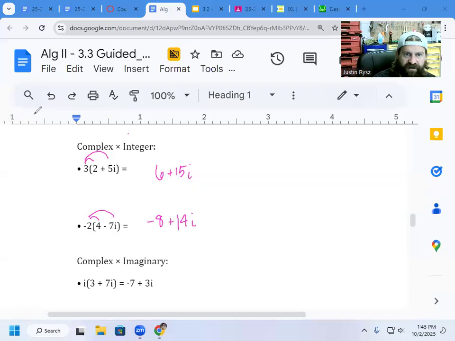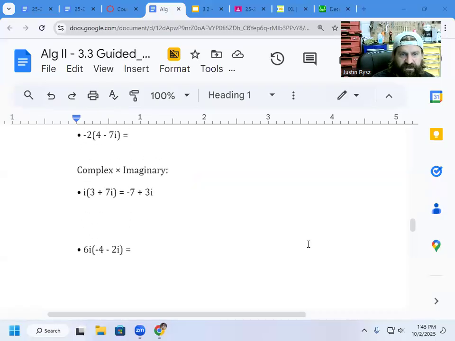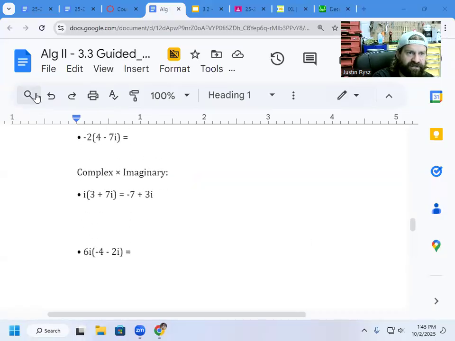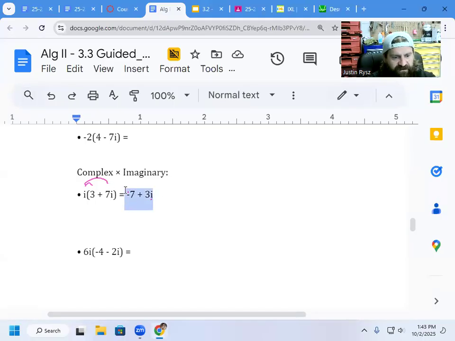I don't think any of you guys that are in Algebra 2 have a problem with that. Now, where it gets a little interesting is what if we take a complex number and multiply it by an imaginary part? Didn't mean to put the answer there, but I'm going to delete that so when I print this off, you guys don't see that. There we go. That never existed.